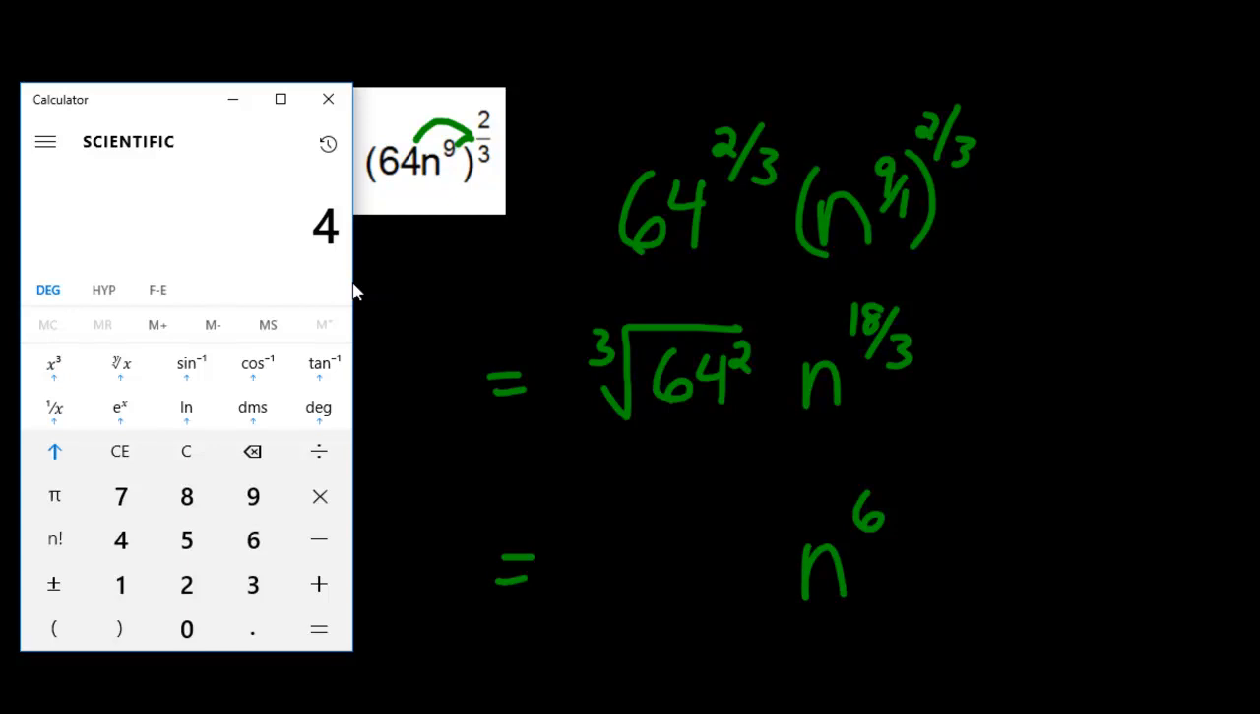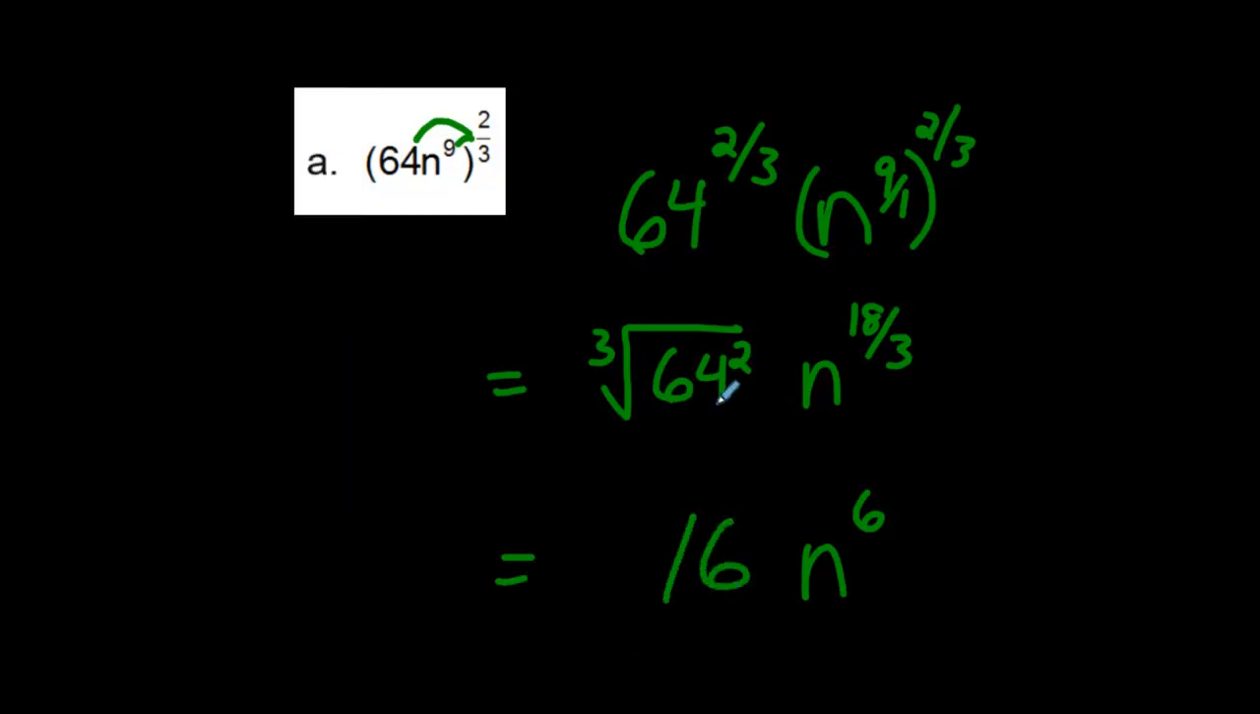Okay? But anyway, 4 is what we get, but don't forget we have 4 and then squared. So we've done the cube root of 64, we got 4, but it's squared, and I want to write the final answer right here because I've run out of room. So 4 times 4 is 16. So the final answer should be 16n to the 6th, I hope.